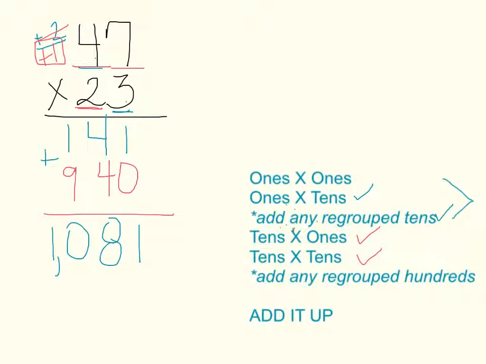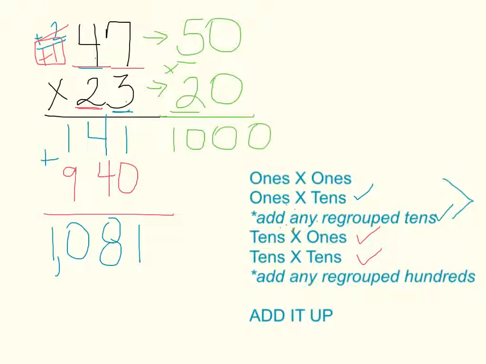Now, thinking about it, is that a reasonable answer? Let's go back and look. If I were to say 47 is about 50, 23 is about 20. If I multiplied those up, I know my basic fact: 1,000. And 1,000 and 1,081. Are those close? Yep. Then I could say that my answer is a reasonable answer. Great job.